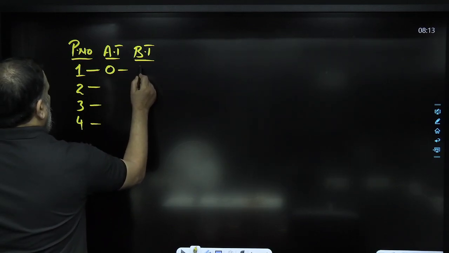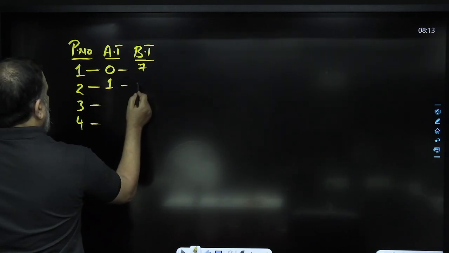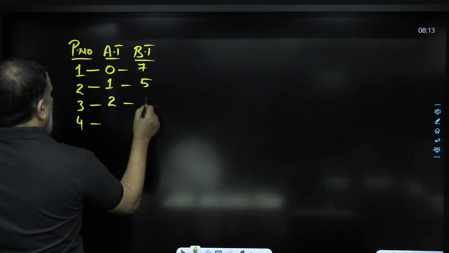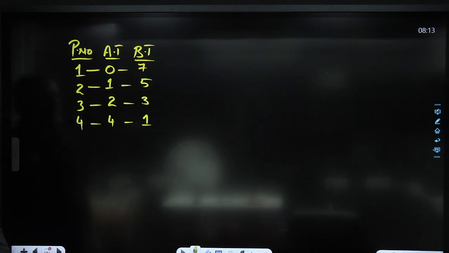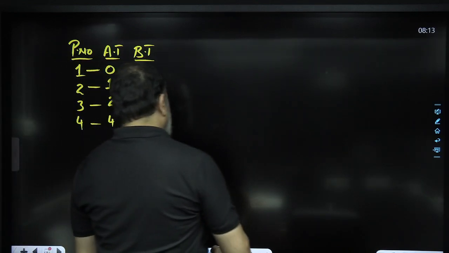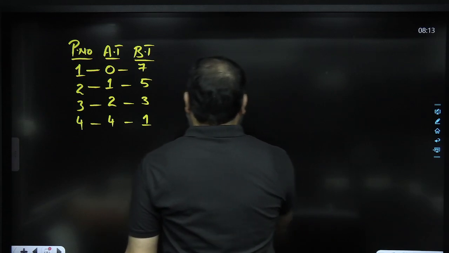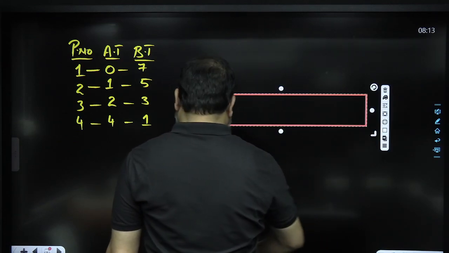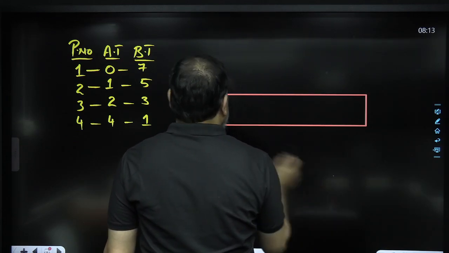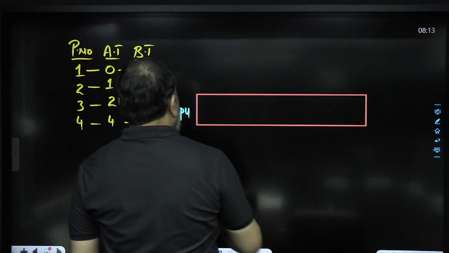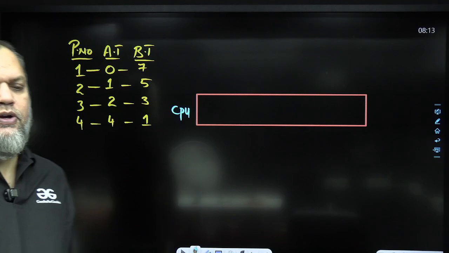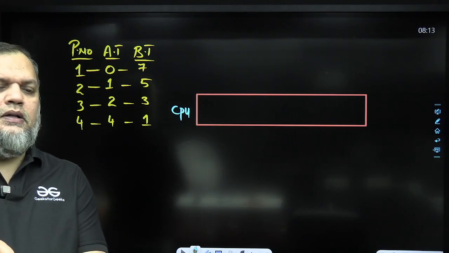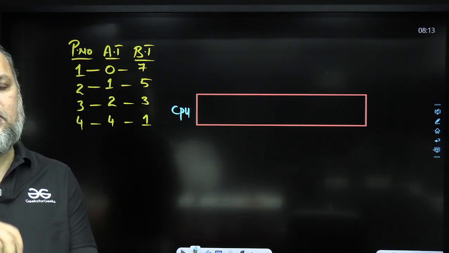At time 0, I would take it as 7, at time 1, I would take it as 5, at time 2, I would take it as 3, and at time 4, I would take it as 1, something like this. So how do we prepare the Gantt chart using SRTF? Ideally, you should pause the video, prepare the Gantt chart, and then compare with my answer. That is the correct approach.